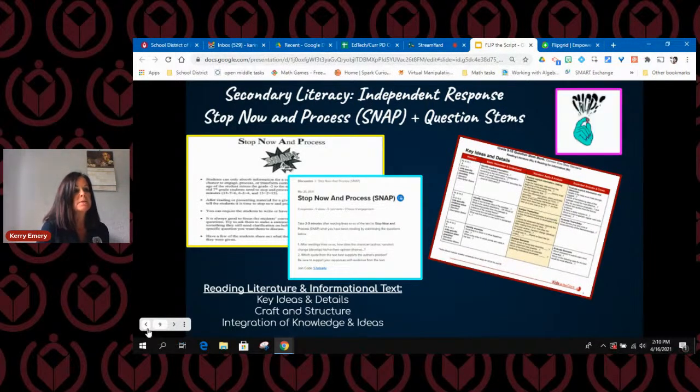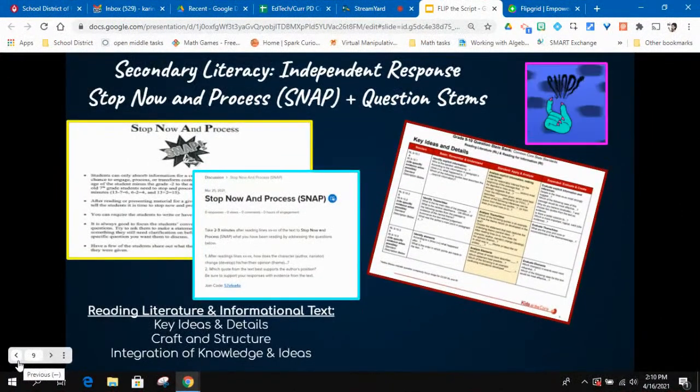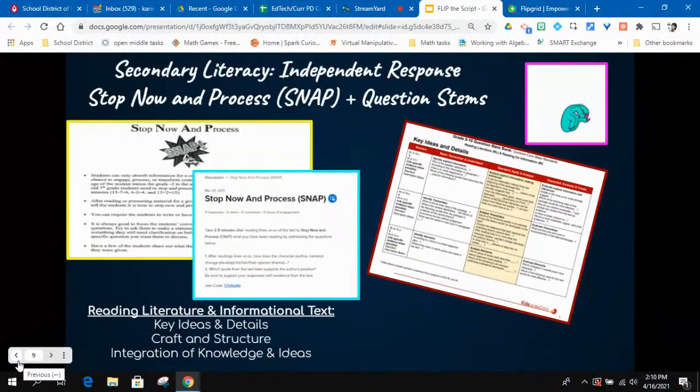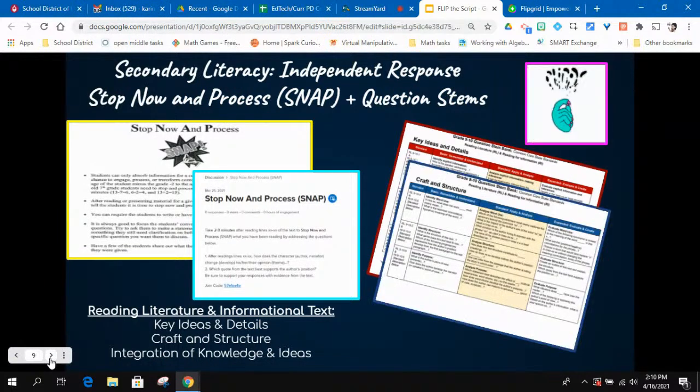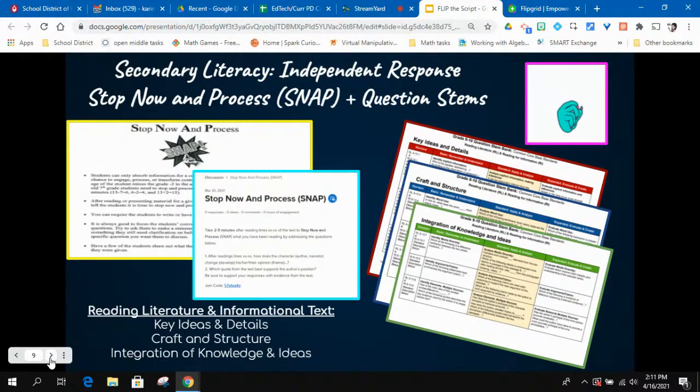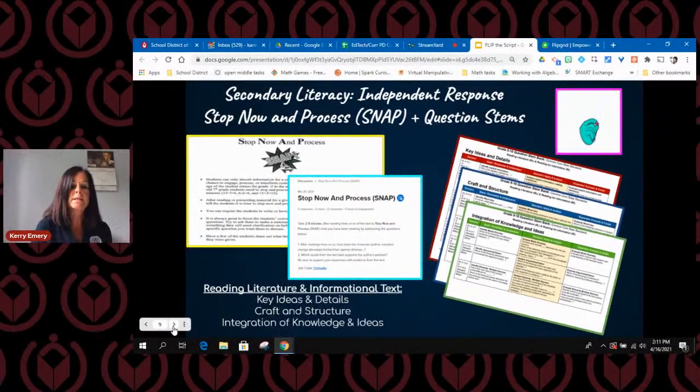Our first example: Flipgrid can be used as an independent response. This example uses the SNAP strategy, along with our standards-based question stems. So after reading a chunk of literary or informational text, the student will snap, which means to stop now and process, so that they can stop now and process what they've read by answering a couple of questions. We use the standards-based question stems located on Blender to create this particular assignment. The Flipgrids can be used to address our literary and our informational reading standards.